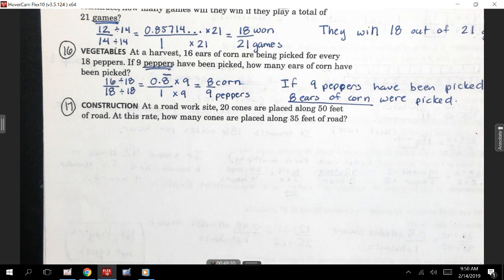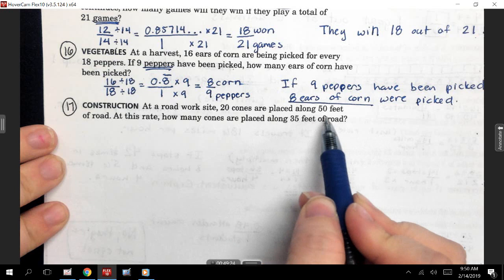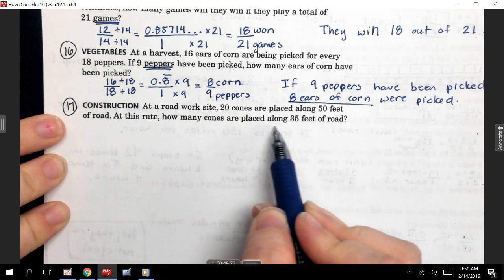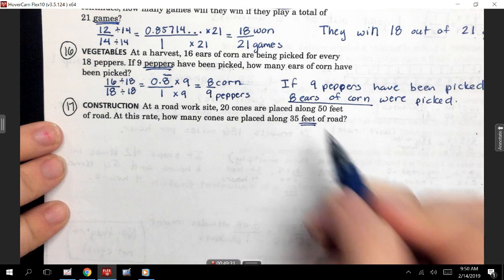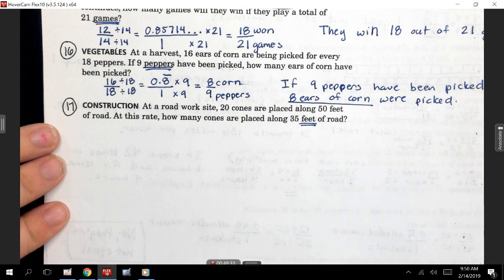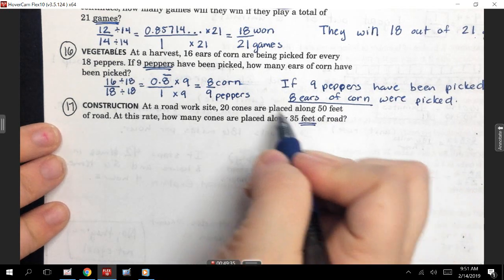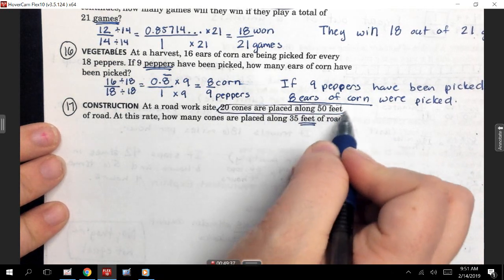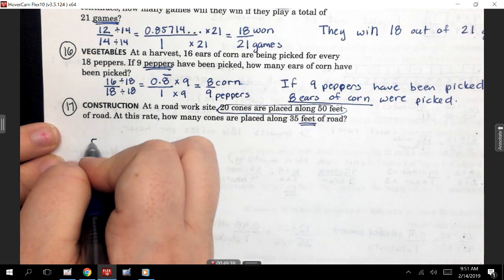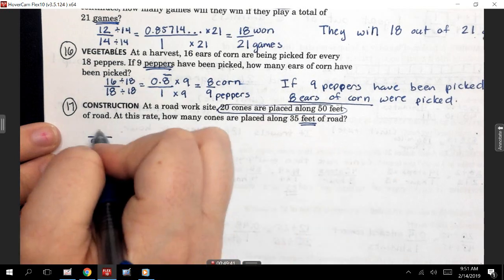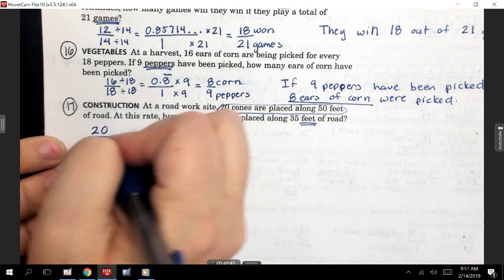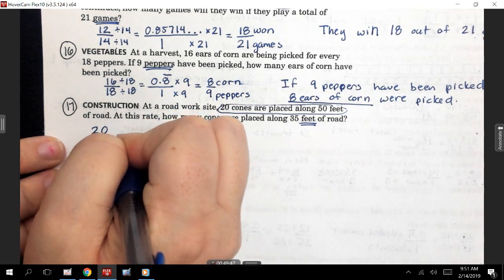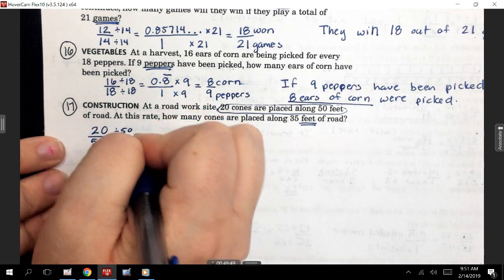All right, last one. At a roadwork site, 20 cones are placed along 50 feet of road. At this rate, how many cones are placed along 35 feet of road? If feet is in the question, feet goes on the bottom. So when I look at 20 and 50, I'm putting 50 on the bottom because it's feet, 20 on the top because it's not. All right, now that I have that set up, I can divide both top and bottom by 50 to get a unit rate.